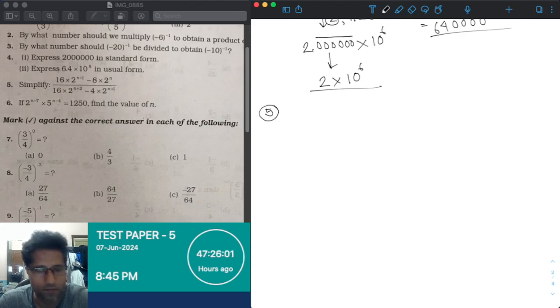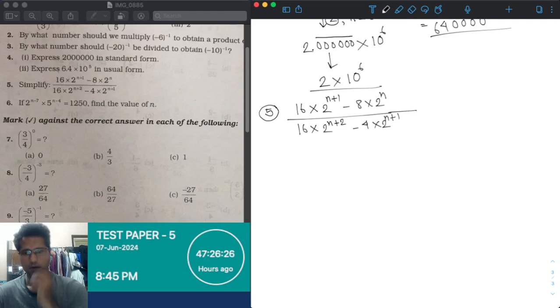It is asking to simplify 16 into 2 to the power n plus 1 minus 8 into 2 to the power n, divided by 16 into 2 to the power n plus 2 minus 4 into 2 to the power n plus 1. Now, clearly we can understand that we have already done this kind of problem from the exercise while we were discussing the laws of exponents, and the simplification.